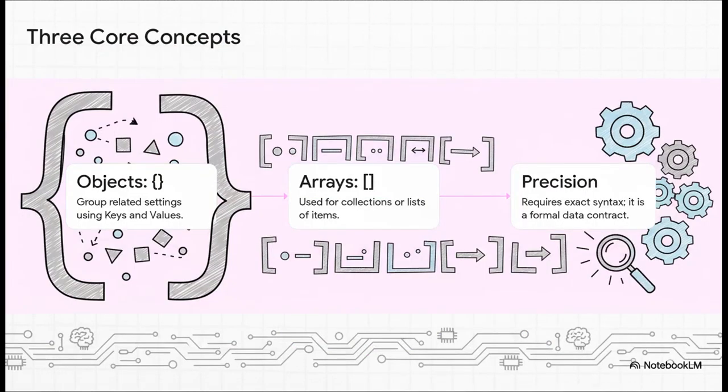And this recipe is surprisingly simple. It really just boils down to three core ideas. You've got objects with the curly braces, which just group related settings together. Then you have arrays with the square brackets, which are just simple lists. And the most important part is precision. The syntax, every comma and quote has to be perfect. Think of it like a legal contract with the computer.